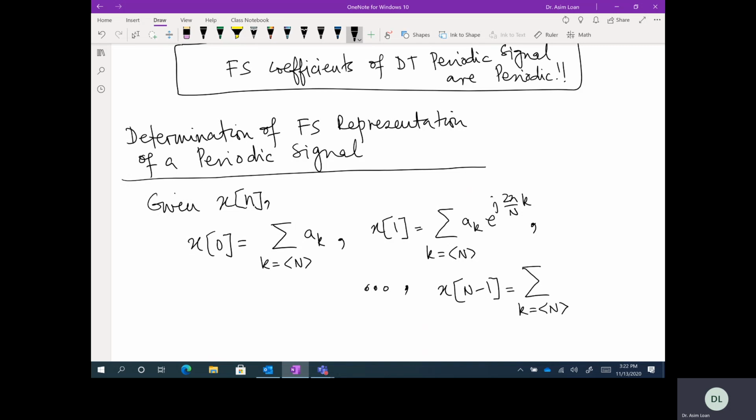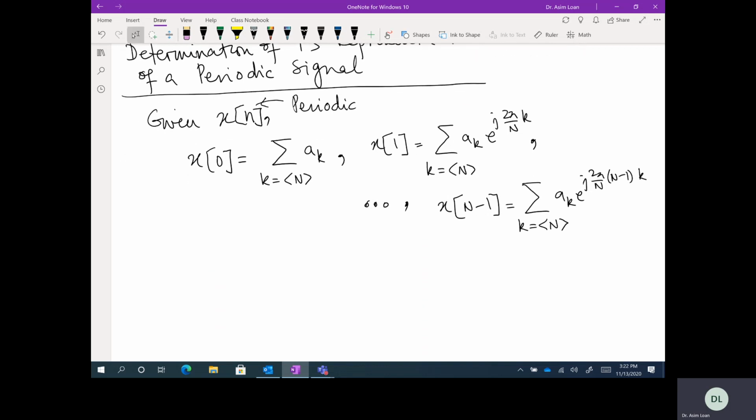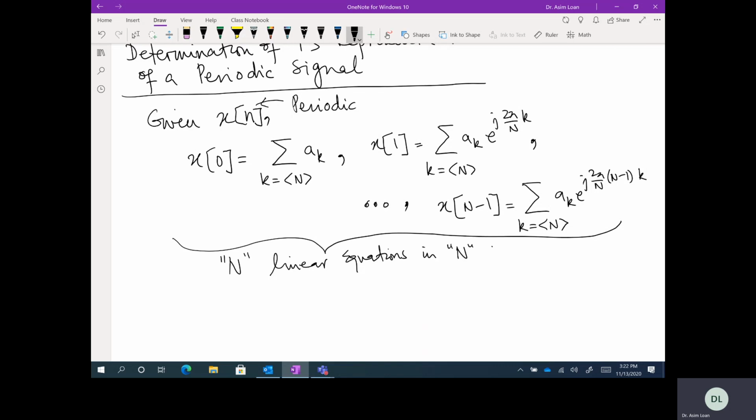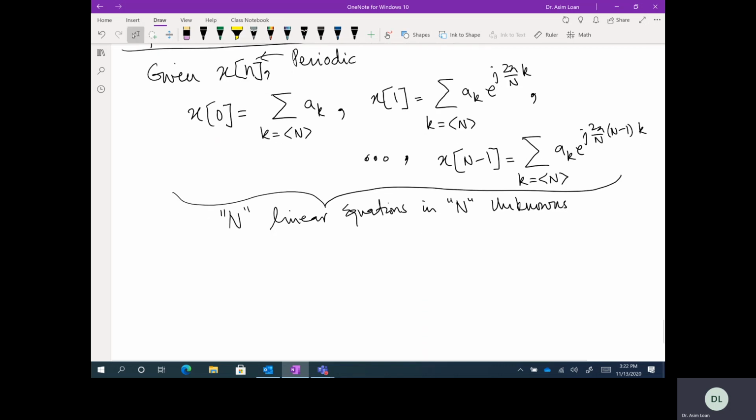Why? Because this x[n] is periodic. So x[n] is periodic. Okay. So the last one is the sum of a_k e^{j2\pi/N (N-1) k}. So we have N linear equations in N unknowns. Just the same way we found the analysis equation for the continuous time Fourier series, we're going to do the same thing.